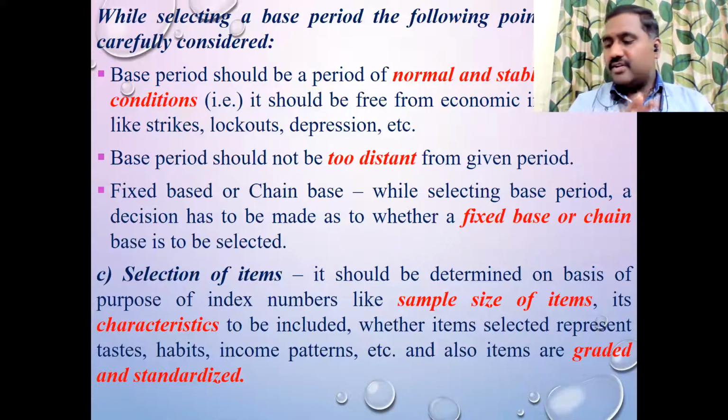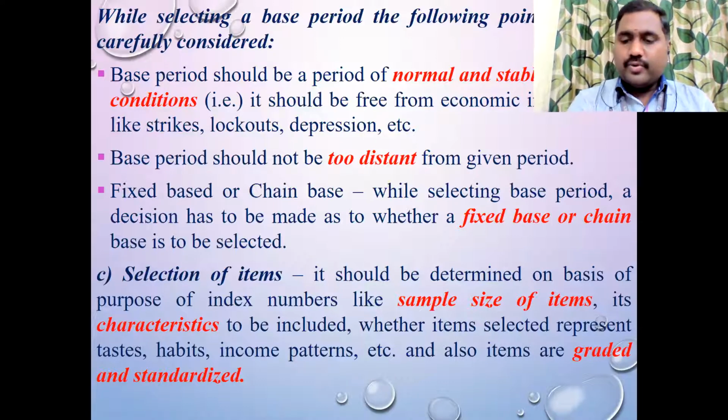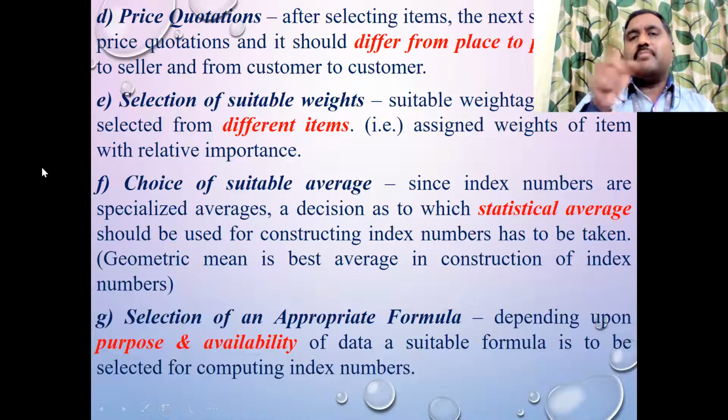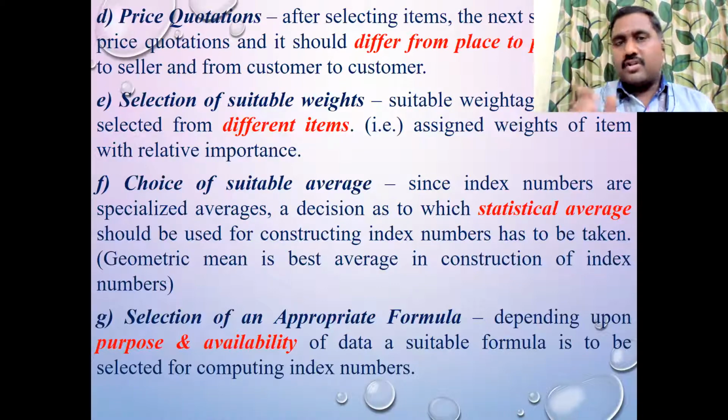Third one is selection of item. You need to know what the sample size is. What is the characteristic of the particular sample? How much price, how much quantity, what is the value, what is the output, all those things you need to know. You need to select the proper item, and after that you need to select the price quotation, because price will differ from period to period for different items. So that should be properly noted in the particular table.